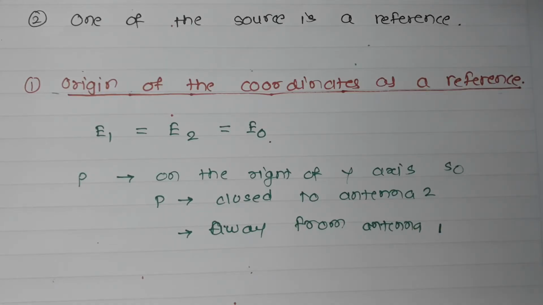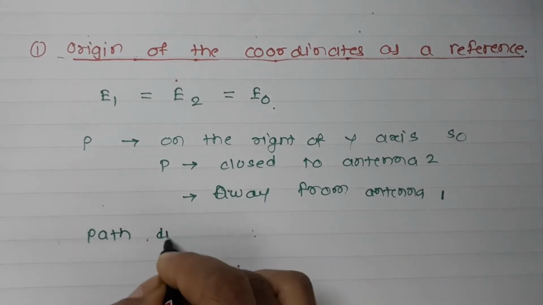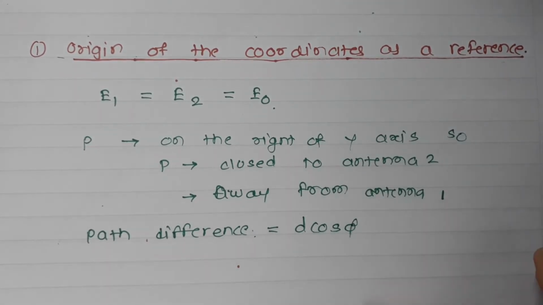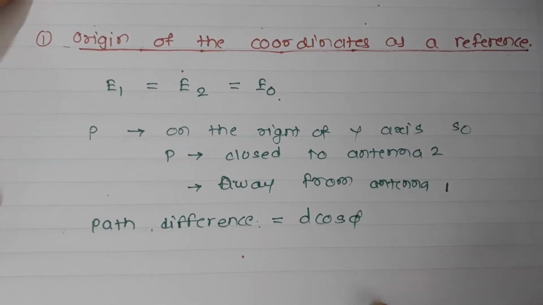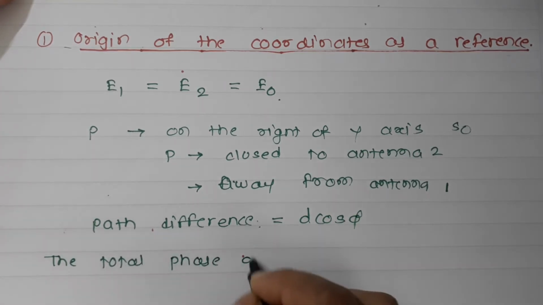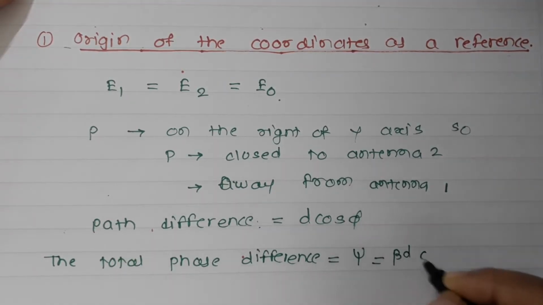Here the source 1 is at a longer distance than the reference, so field 1 will take more time to reach P, so field 1 is said to be lagging the reference. In other words, source 2 results in the leading field, while source 1 gives the lagging field. If I am interested in finding the total path difference, as I have derived, my total path difference in this case will be d cos phi, which we have already seen. So the total phase difference at the receiving field will be psi, which is nothing but beta d cos phi.